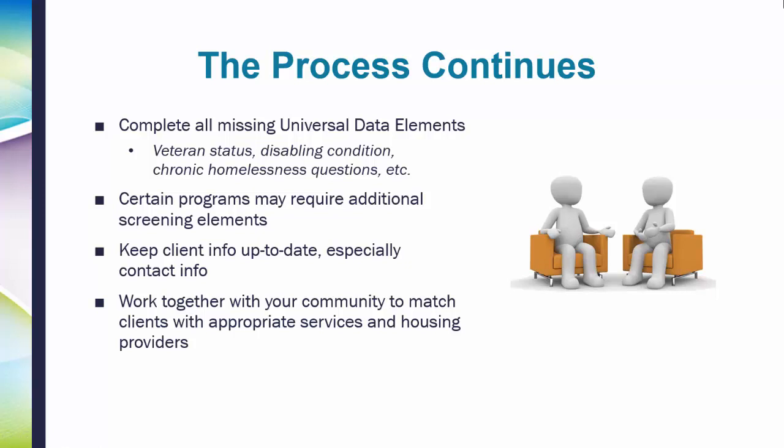Some things to consider after the client has been referred. If you have missing universal data elements like veteran status, disability questions, and the chronic homelessness questions, be sure to go back and fill them in. A complete record will tell us what other lists they may be eligible for and can improve the process of getting them into housing as efficiently as possible.